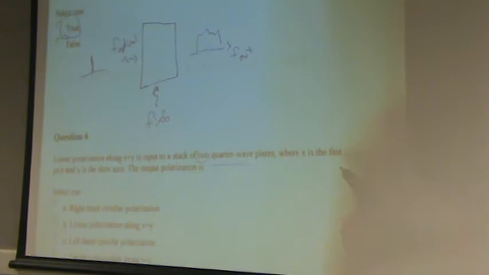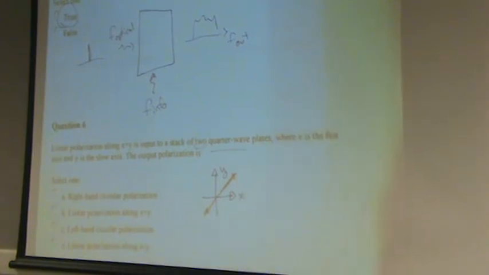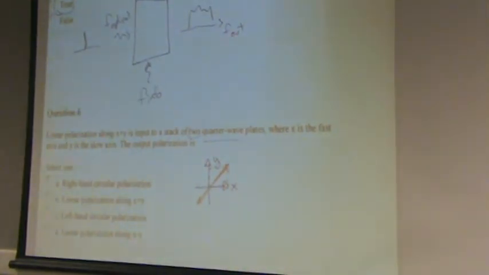Linear polarization along X plus Y is input to a stack of two quarter wave plates. I better keep track of that. Two quarter wave plates. X is fast and Y is slow. What comes out? And I'm along this direction. Okay, so I have a component, a certain amount that's lined up with X, and a certain amount of component that's lined up along the Y axis. So this is going to split into one going faster than the other. Good.